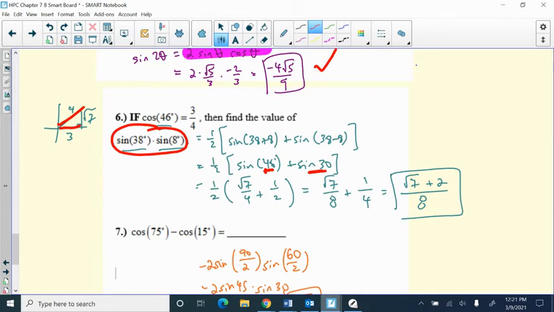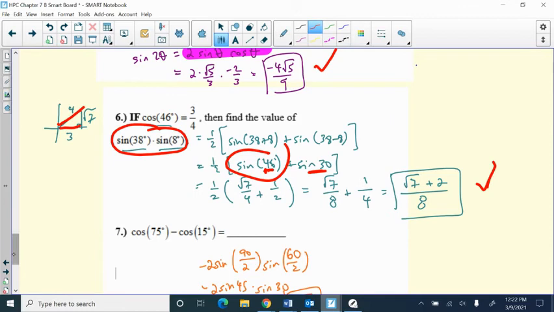And then notice that the formula specifically asks for sine of 46, not cosine of 46. So I have to adjust it slightly and write that as root 7 over 4 plus 1/2, because that's what the sine of 30 is. And we can simplify that to get root 7 plus 2 all over 8.